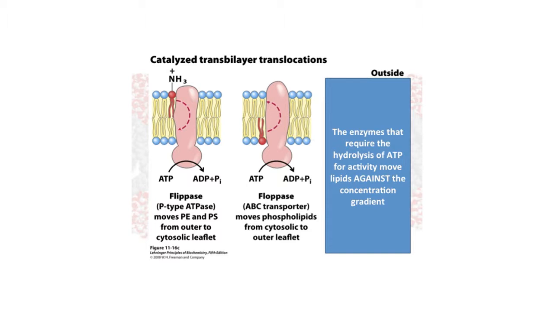Flippase and floppase both require ATP because they're going against a gradient here. And so the flippase goes from the outside to the inside. So it's the one that has the I in its name, which means it's the one that's putting the product on the inside. Whereas floppase moves it to the outside, and it's got the O in its name.